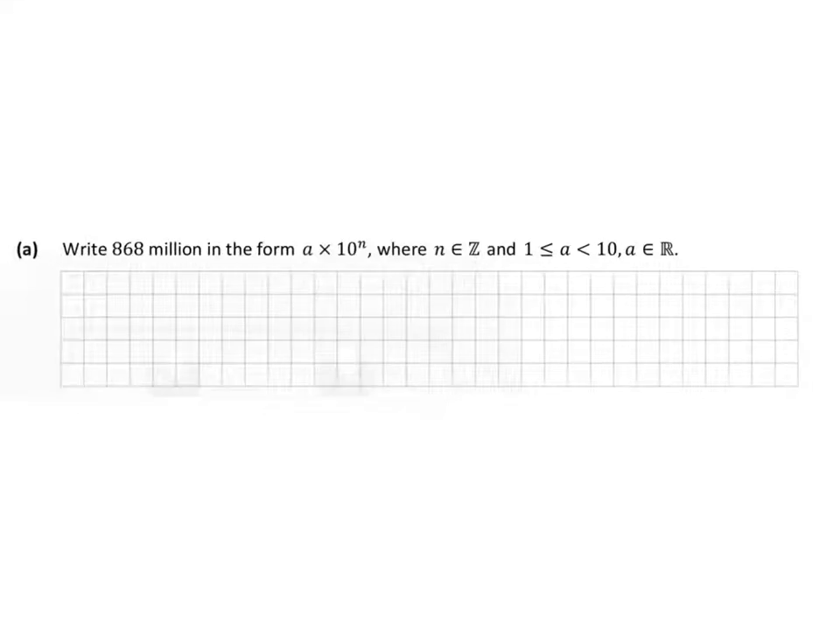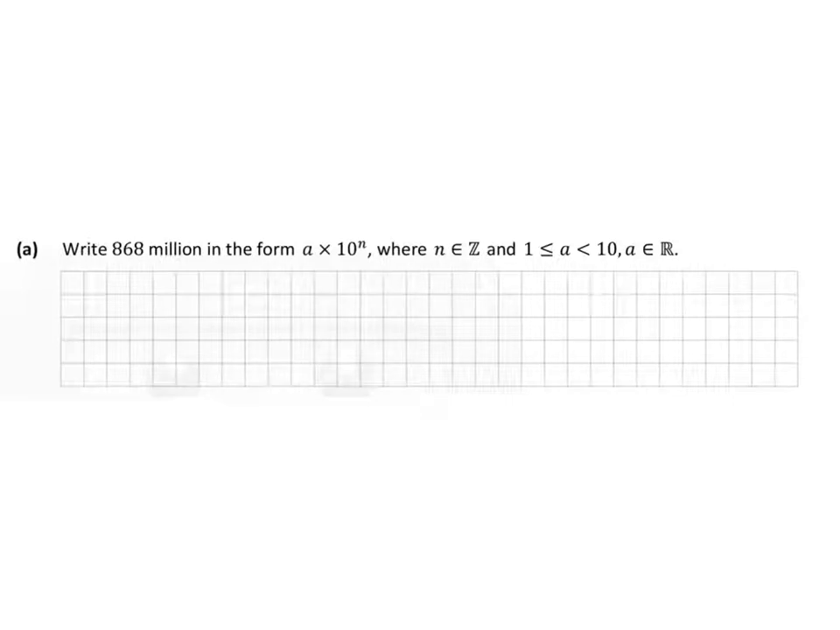Okay, so this question is a combination of scientific notation and distance, speed and time. The first one is just scientific notation. We need to write 868 million in the form a by 10 to the n, where n is an element of Z. Z is a symbol for an integer, which is any positive or negative whole number, and a lies between 1 and 10.